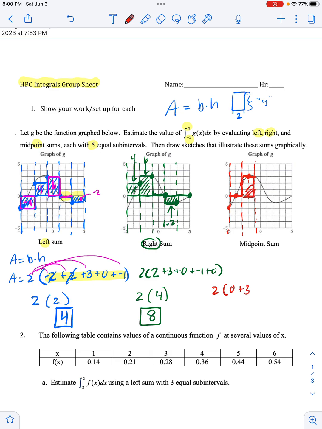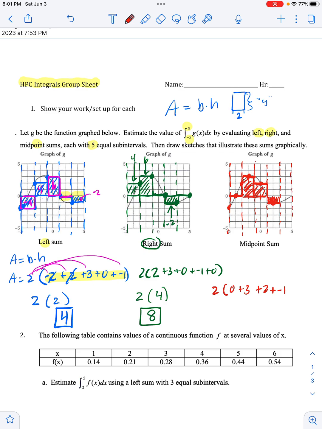creating a rectangle that's 2 by 3. Then I go to my next interval, and the middle of it would be right here. So I'm going up this high, which is 2 units up. So that's a 2 by 2 square rectangle. Then I go to my next interval, but I go into the middle, which is down here at -1. So 2 by -1.